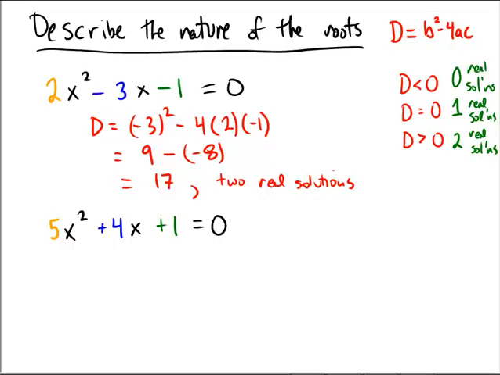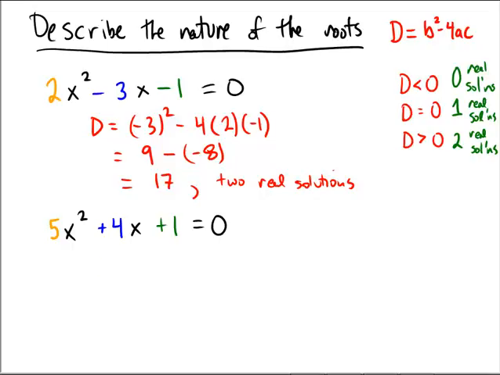If you're expected to do more than that, it turns out these two solutions are going to be irrational because the square root of 17 is not a rational number. But that's a little bit beyond what I'm hoping to do with this video, but since you cannot take the square root of 17 to get a rational number, that means that these two solutions will actually be irrational.